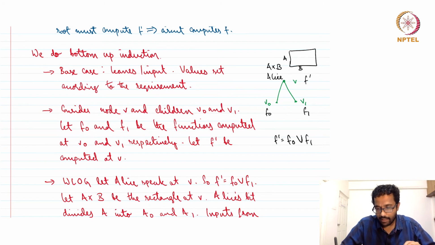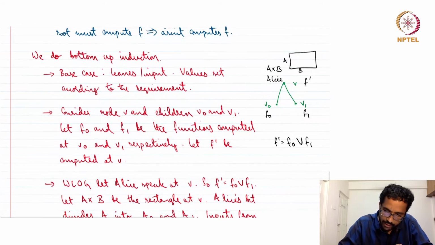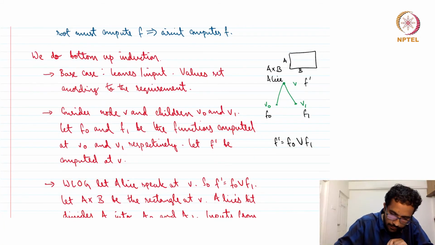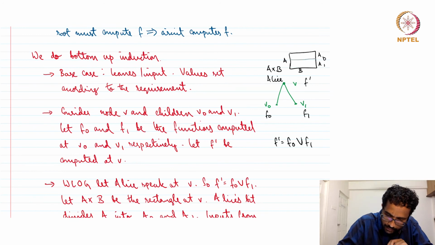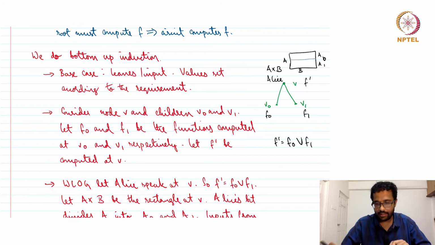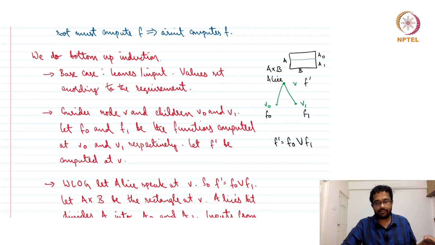Okay, and now Alice is speaking here, which means some inputs go to the left side and some inputs go to the right side. Okay. So now what happens is that when some inputs go to the left and some inputs go to the right, what is really happening is that the rectangle is row-wise divided into two parts, A0 and A1. So the set A is divided into A0 and A1, and basically this rectangle gets divided horizontally into two parts, A0 cross B and A1 cross B, right?